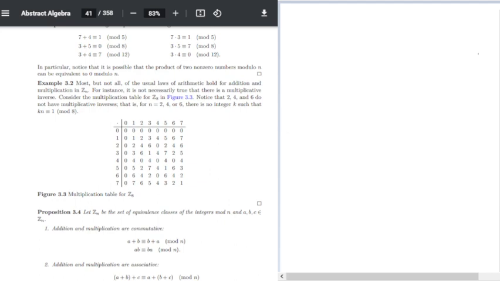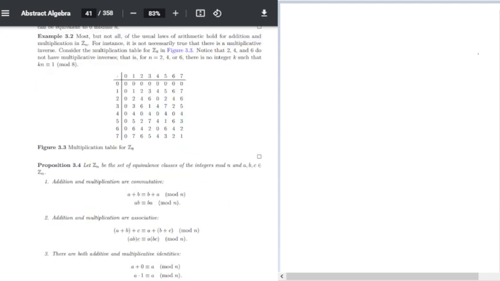Most, but not all, of the usual laws of arithmetic hold for addition and multiplication in Z mod n. For instance, it is not necessarily true that there is a multiplicative inverse. Consider the multiplication table for Z8 in Figure 3.3. Notice that 2, 4, and 6 do not have multiplicative inverses. That is, for n equal to 2, 4, and 6, there is no integer k such that k times n is congruent to 1 modulo 8.